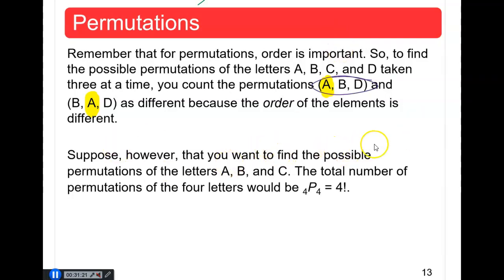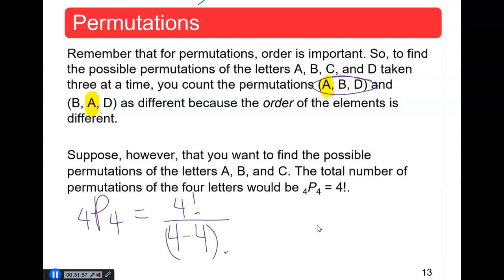Suppose, however, that you want to find the possible permutations of the letters A, B, and C. The total number of permutations of the 4 letters will be 4P4, and that will equal 4 factorial. If we use the formula, 4 factorial divided by (4 minus 4) factorial. So we have 4 factorial on top, and the bottom will be 0 factorial, and we know that by definition 0 factorial is equal to 1. So this is equal to 4 factorial.